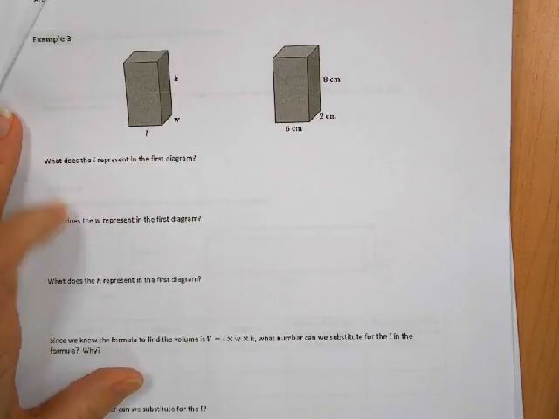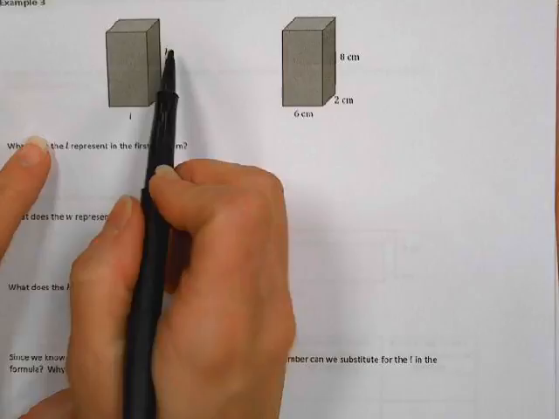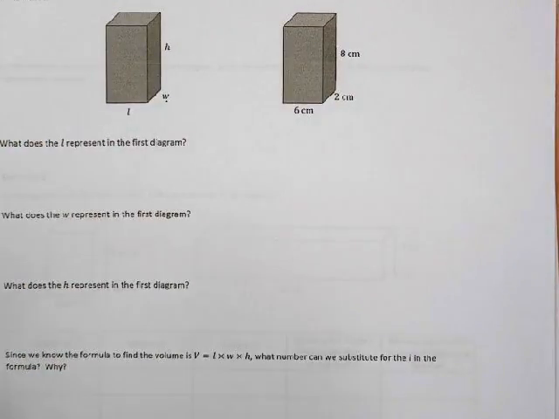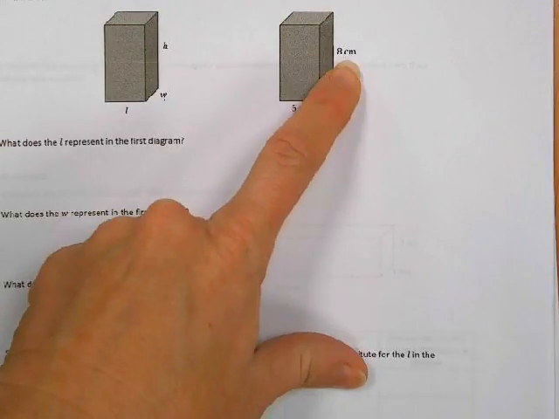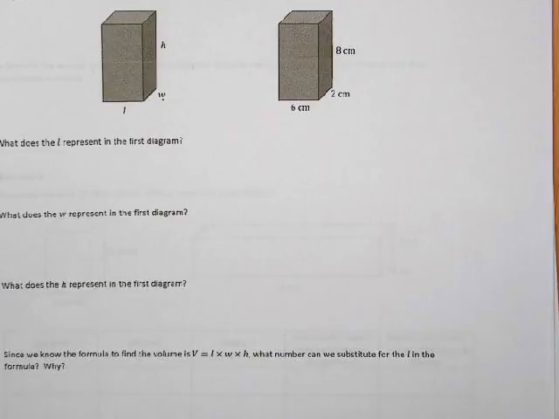Look at example 3. So example 3 has that volume of a rectangular prism, like we talked about, length times width times height. This is actually the example that we had in our notes. And you see that it has 6 centimeters as its length, 2 as the width, and 8 as the height. So remember, this time we're going to be multiplying 3 numbers to find the volume.